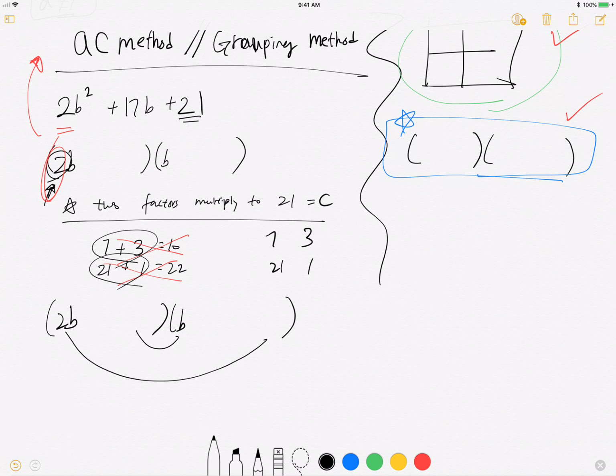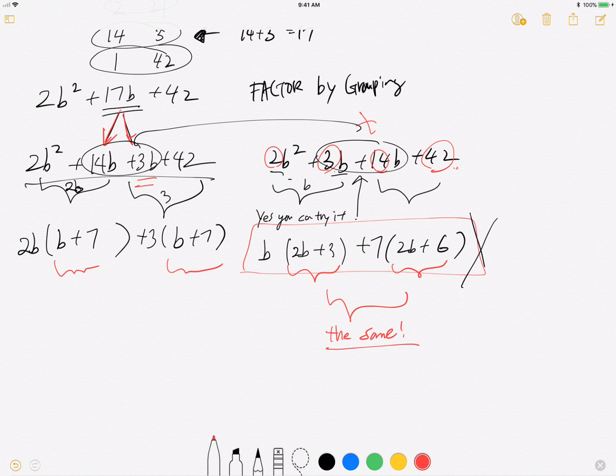So that's how I know maybe you should group this the other way around, which is what we have here. Now, if you take a look at these two, not only can you factor out a 2, but you can also factor out a b. For these two, you can factor out a 3. So 2b out gives me b plus 7, plus 3 out gives me b plus 7. And this is what we want, for them to be the same thing.